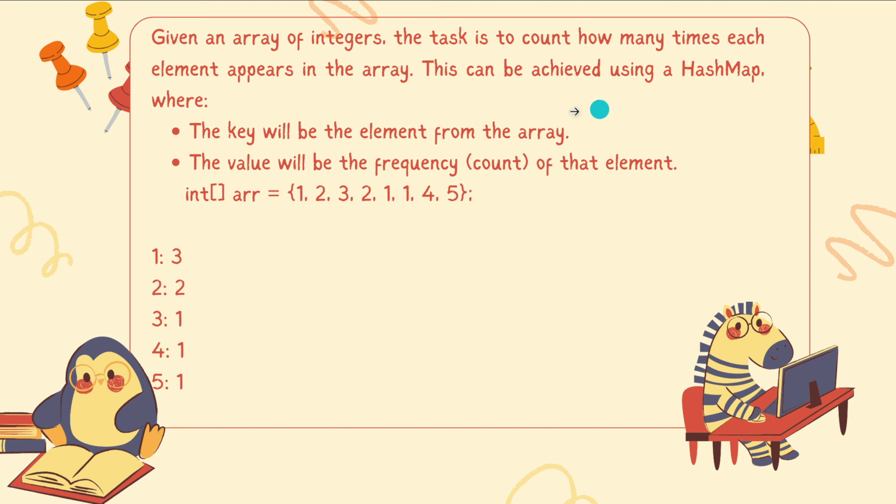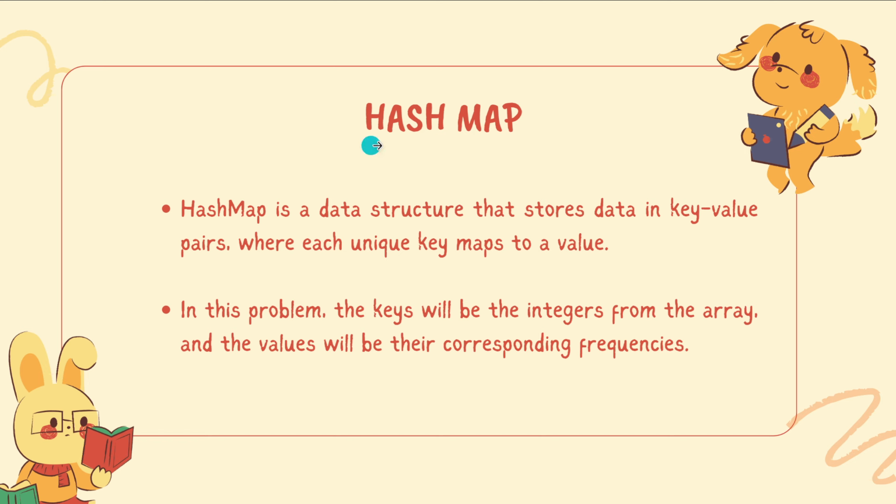Here the key will be the element from the array and the value will be the frequency count of that element. Okay, what is a HashMap? HashMap is a data structure that stores data in key-value pairs, where each unique element maps to a value. It doesn't allow duplicate elements. It only considers the unique elements, and it stores the element as the key and its frequency as its value. It deals with key-value pairs.